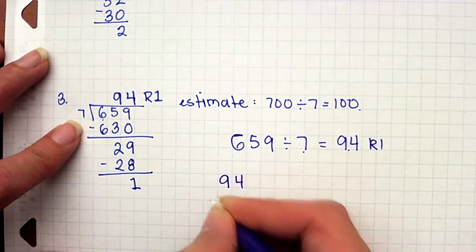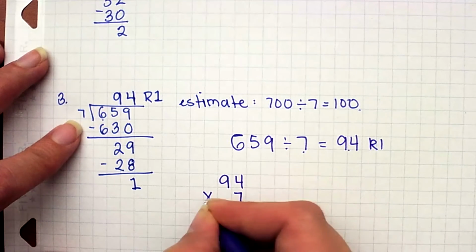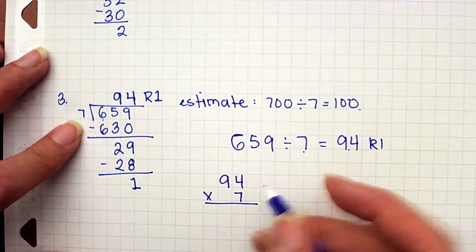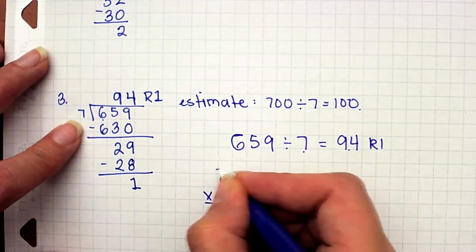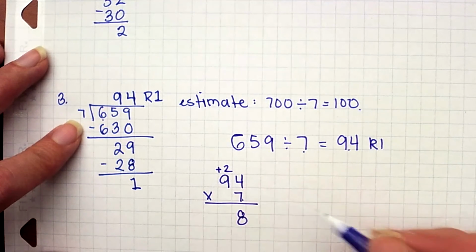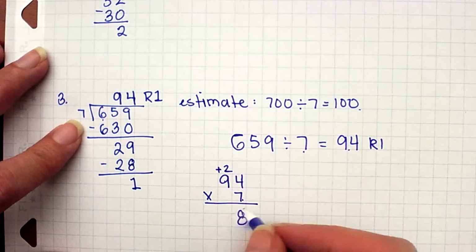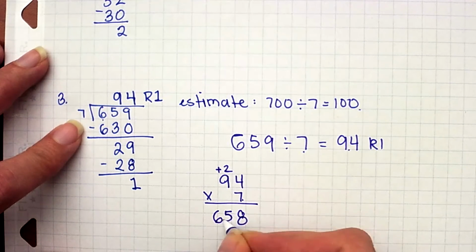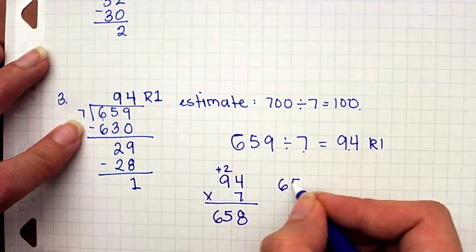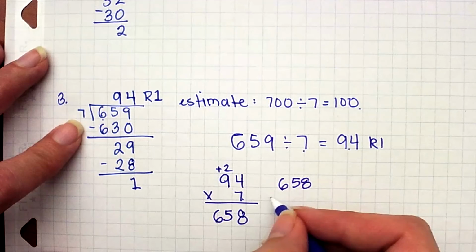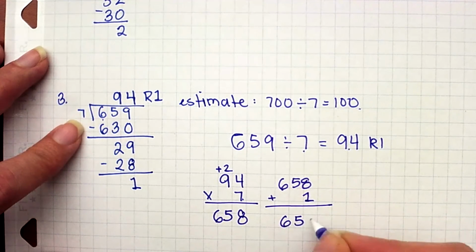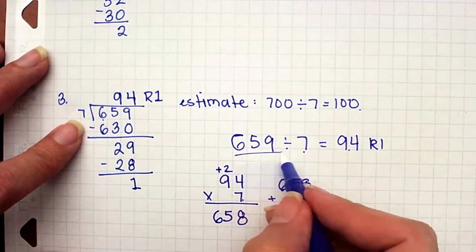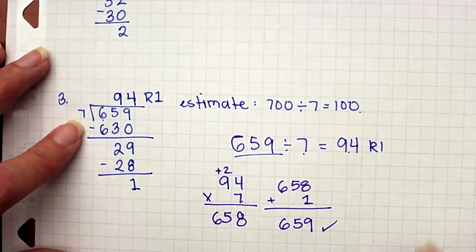So if I have 94 times 7, 7 times 4 is 28. So I'm going to put my 8 here and carry my plus 2 over here. 7 times 9 is 63, plus 2 is 65. Now I have 658. I need to add my remainder. So plus 1 gave me 659. So I can see that that matches my dividend, so my answer is correct.